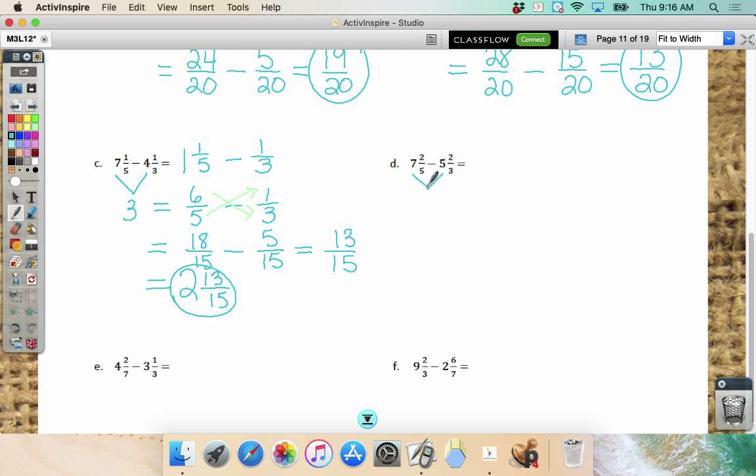Okay, so look at this one. What's 7 minus 5? 2. Okay, so we only need one of those, correct? So I'll put 1 there, and I'll put 1 here. 1 plus 1 equals 2. So that's just my whole numbers. Now I'm going to do 2/5 minus 2/3.